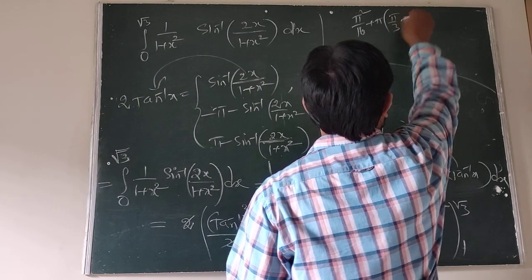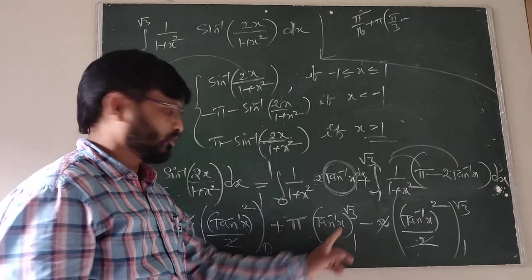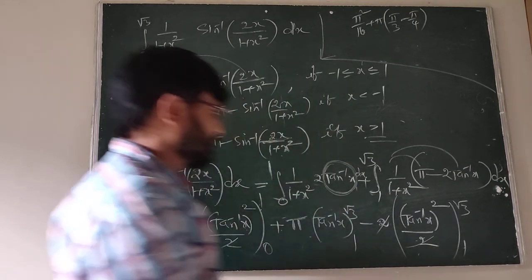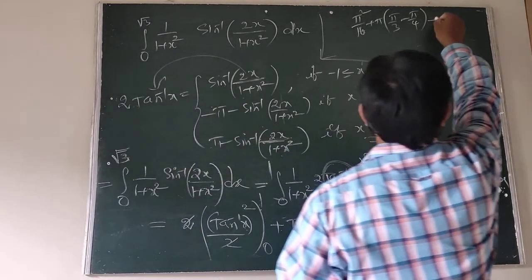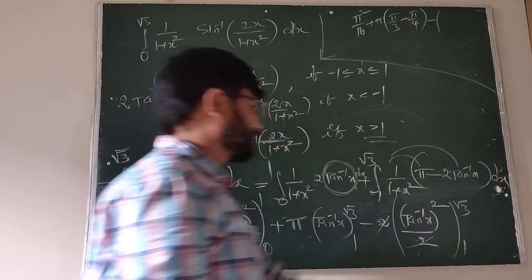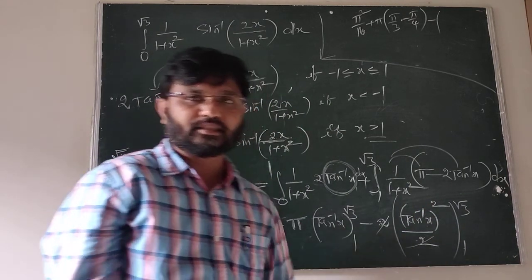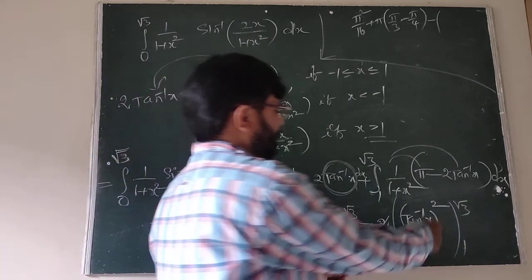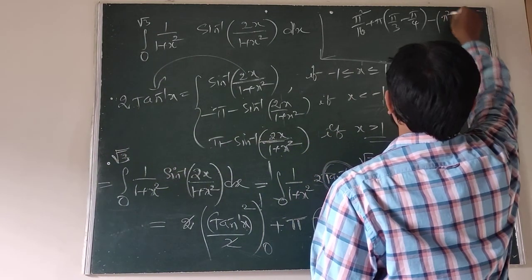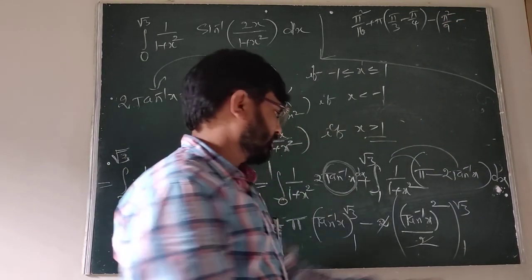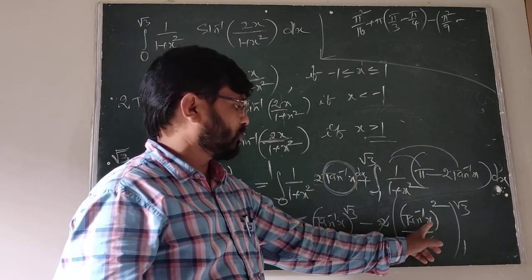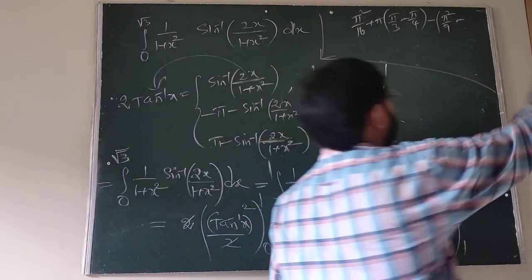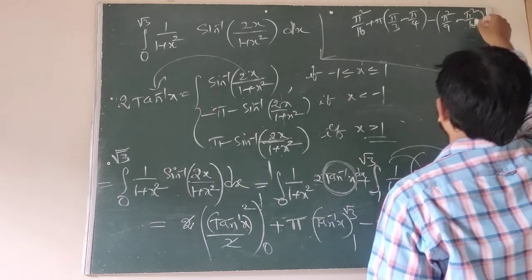That is pi by 3 minus, put x equal to 1, that is tan 45. After that, minus of here, when we are taking root 3, root 3 is pi by 3, that means tan of 60 degrees. Tan inverse and tan cancel. Then pi by 3 gives pi square by 9. When we are taking 1, it is pi by 4. 1 is tan pi by 4. Tan inverse and tan cancel. Pi by 4 whole square is pi square by 16.